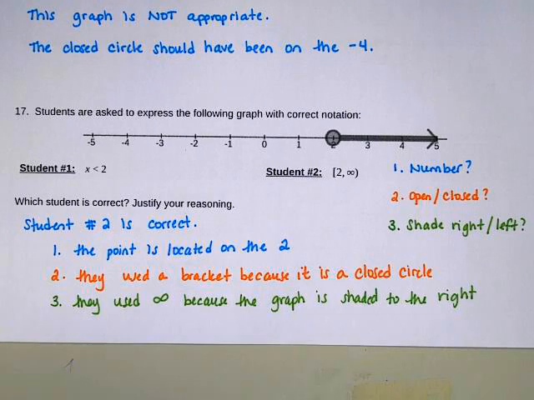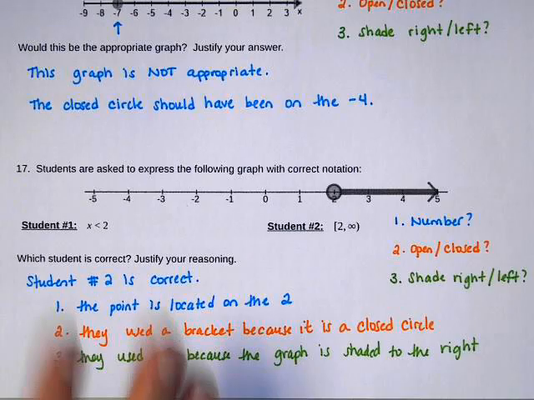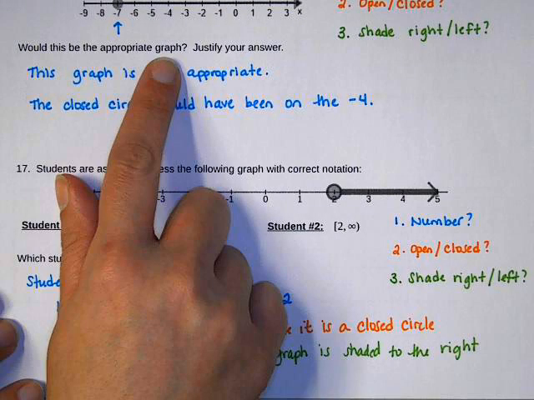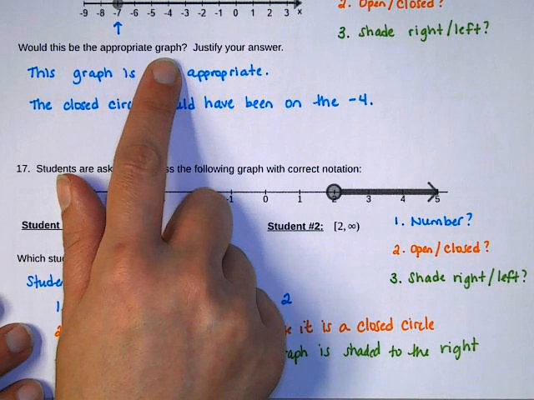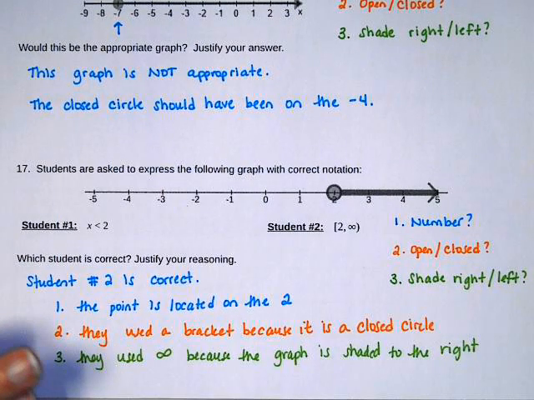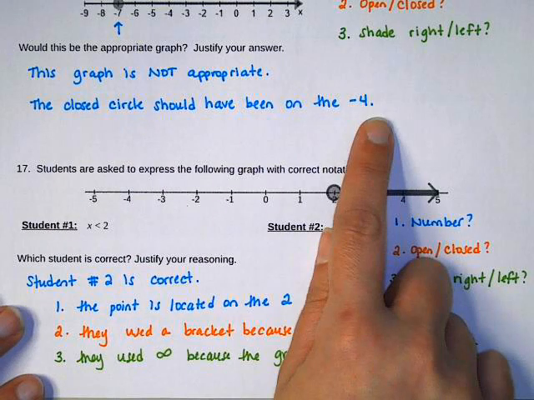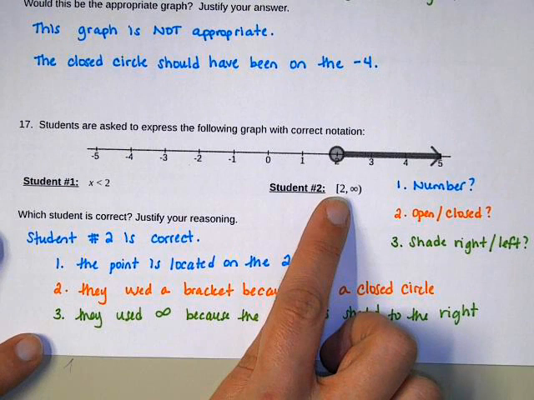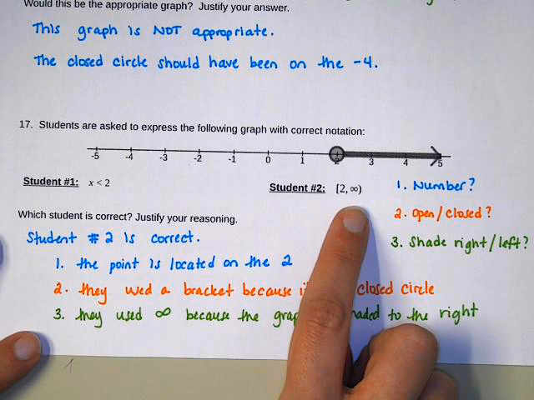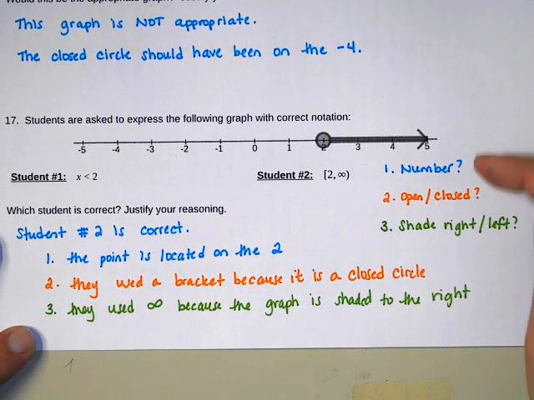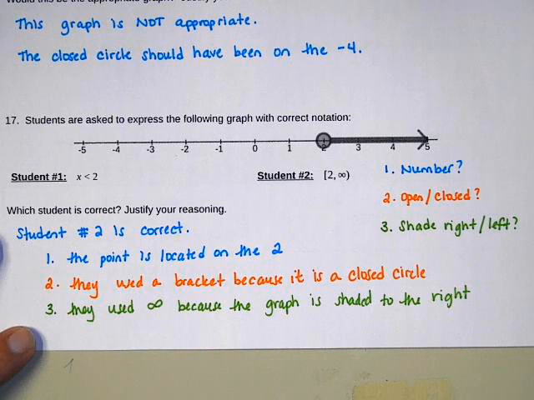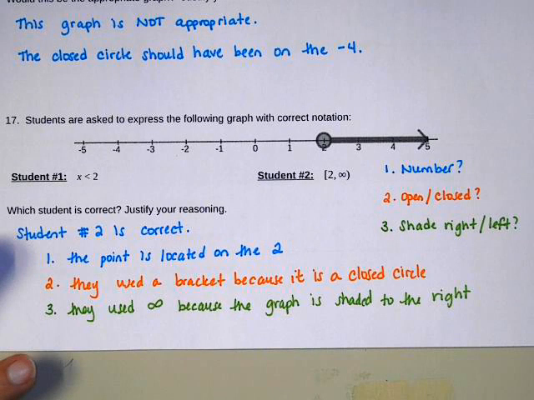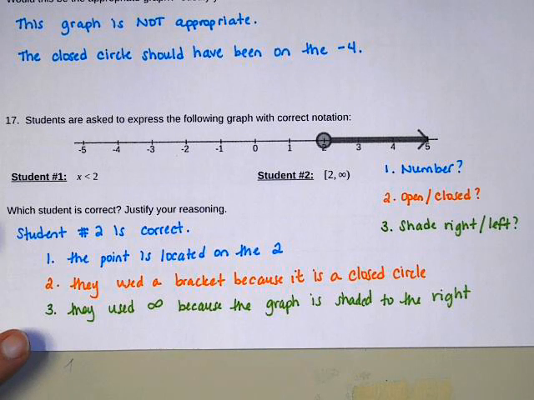So, to summarize, if you're telling me would this be appropriate, a yes or no question, is it right or is it wrong? If the answer is right, you're good. And if the answer is wrong, you just have to tell me what's wrong. If you're deciding between 2 students, you have to tell me why what they did was correct, which means you need to address all 3 of these things that they did right. Is it the right number? Is it open or closed? Did they shade to the right or to the left?